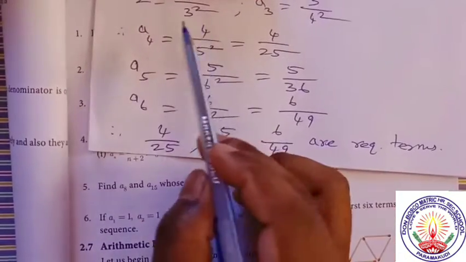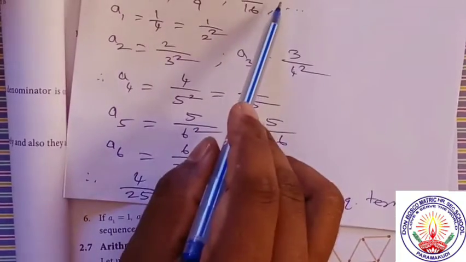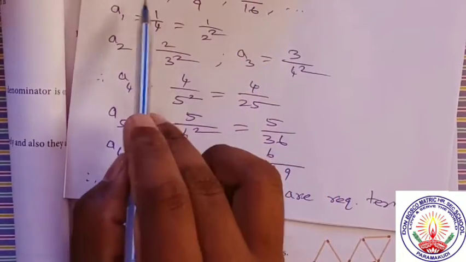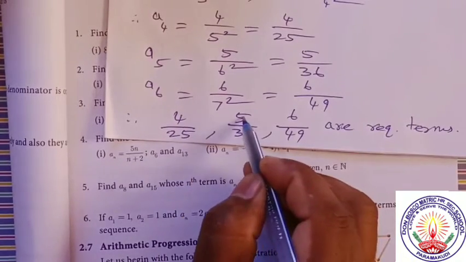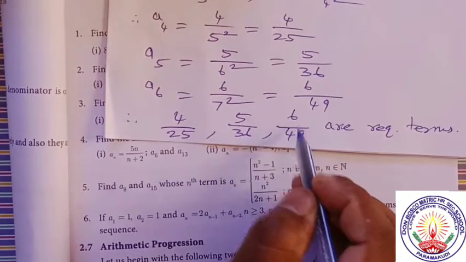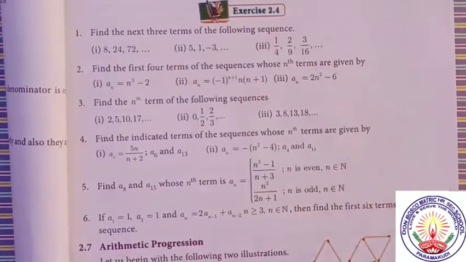How to find? The numerators are natural numbers, the denominators are the squares of the next terms. So 4 over 5 squared, 5 over 6 squared, 6 over 7 squared. Therefore these are the terms. So this is question number 1.